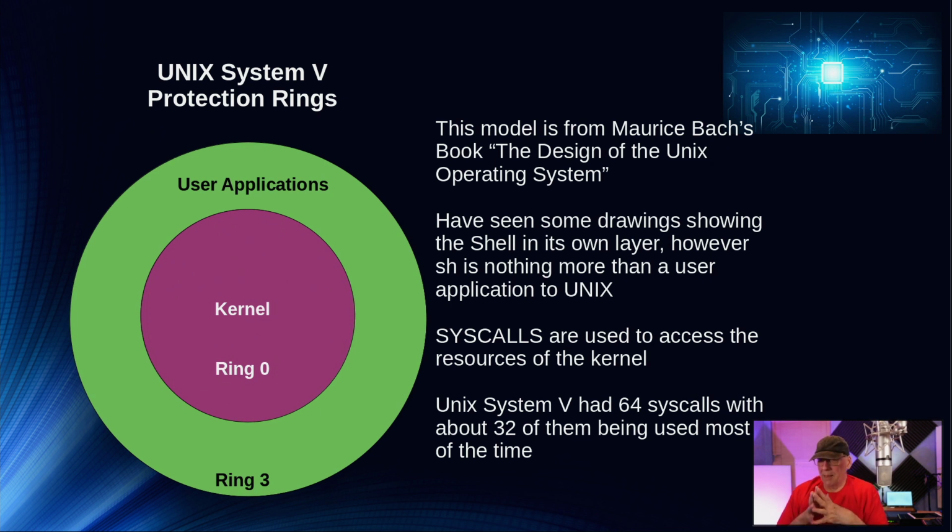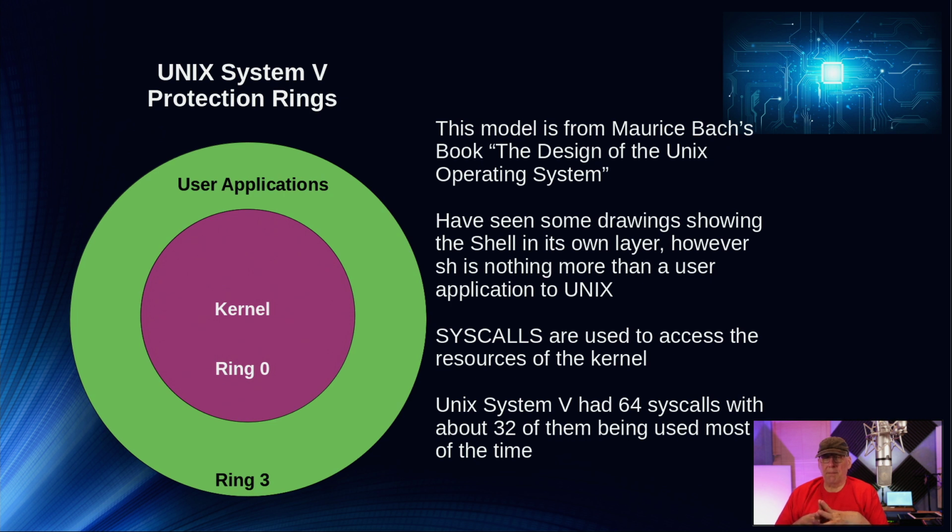So by the time Unix had reached System 5, there were over 64 system calls that had been created, and only about half of that number was actually in use at any one time. The other 32 just weren't used that frequently. In fact, when Dennis Ritchie went on to develop Plan 9, he reduced that number to 51. It just didn't need that many. But that's basically the design.